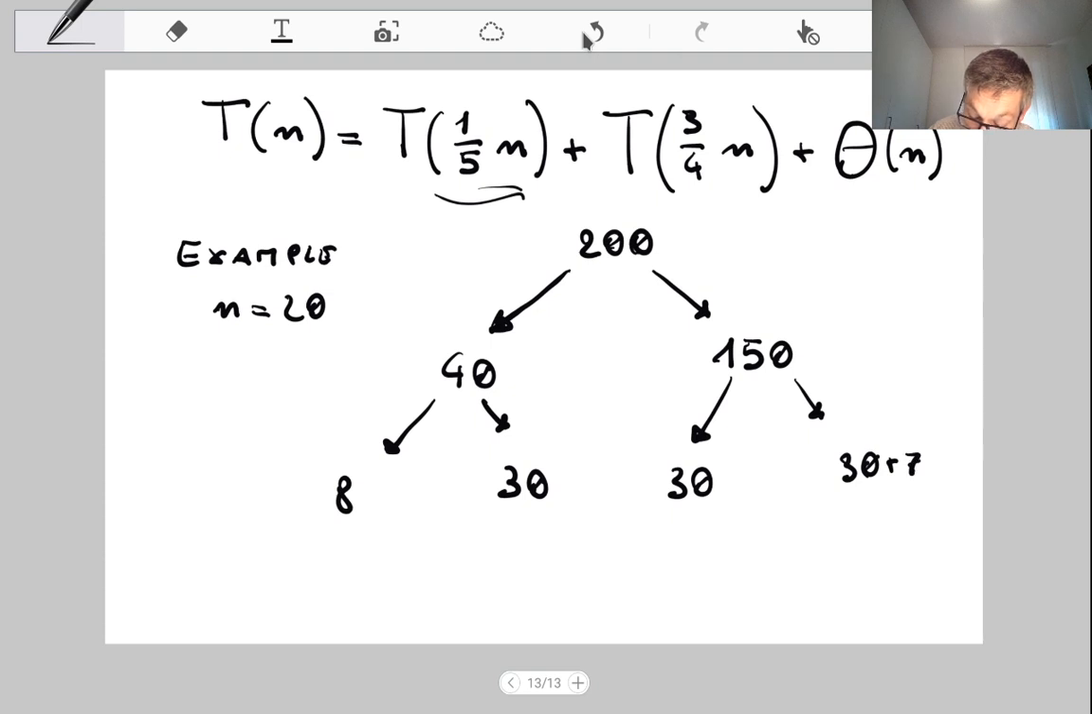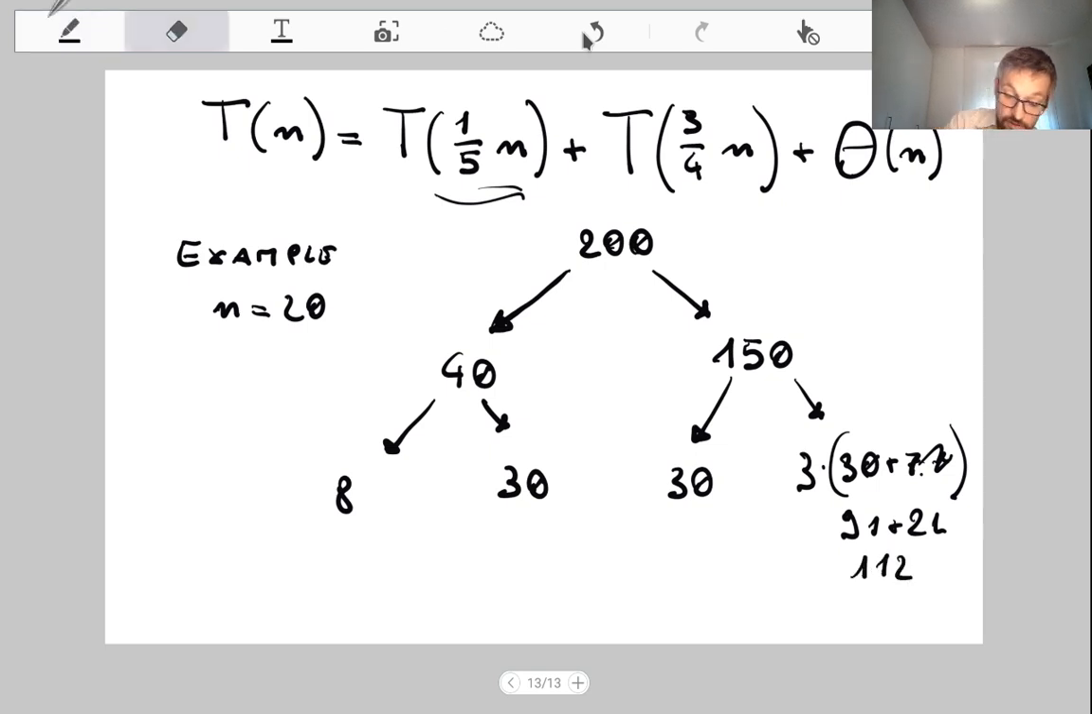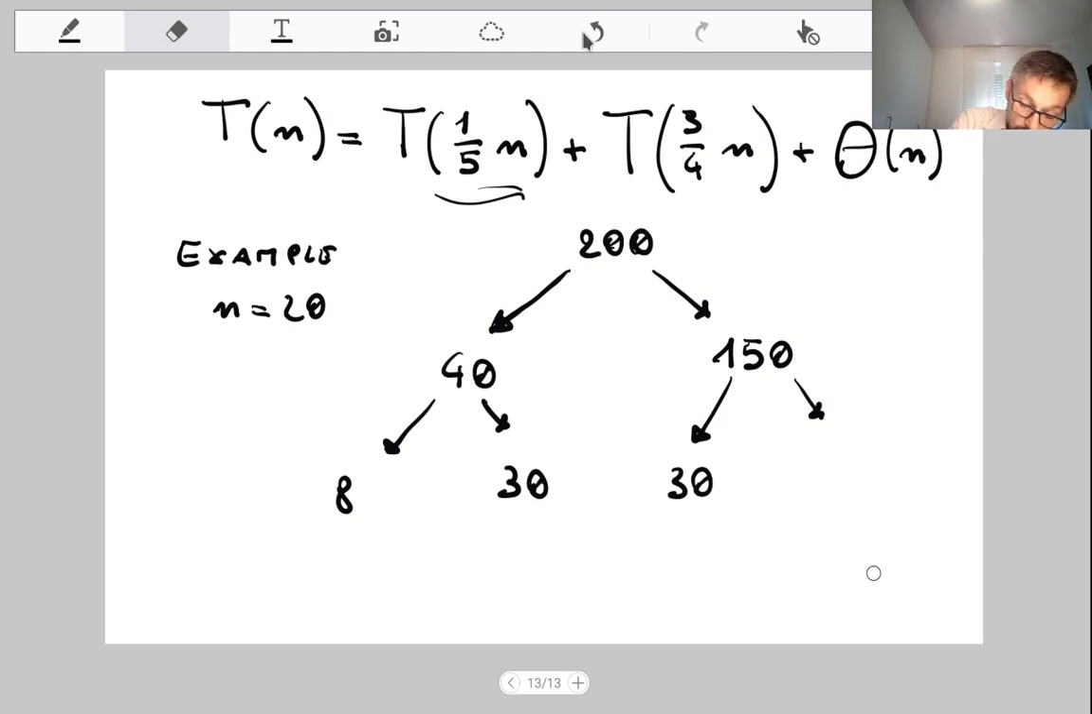So this is 7 point something else, I don't know, multiplied by 3. Okay. So this is 91 plus 21, which is 112. So let me remove all this stuff. This will be 112.